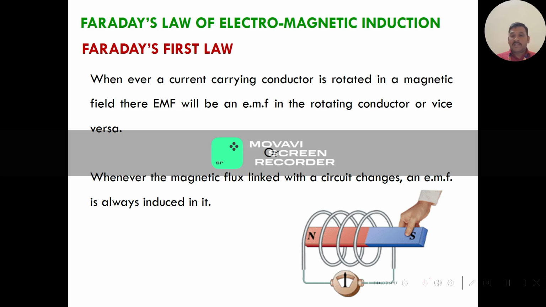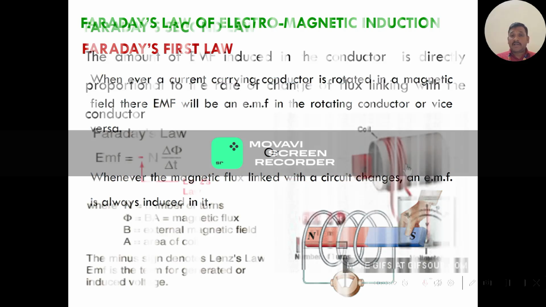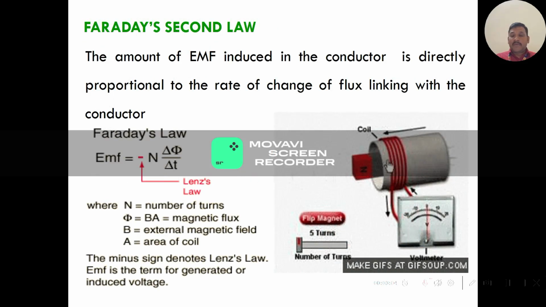And next we can see Faraday's second law. In Faraday's first law, there is no definition for the amount of induced EMF. It clearly states that whenever a magnetic field is moved within a coil, or whenever a coil is rotated within the magnetic field, there will be an EMF. That is Faraday's first law.